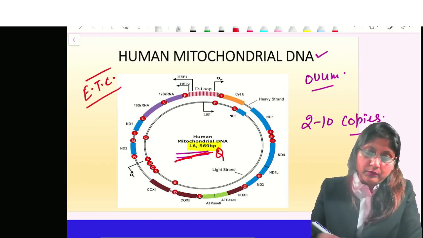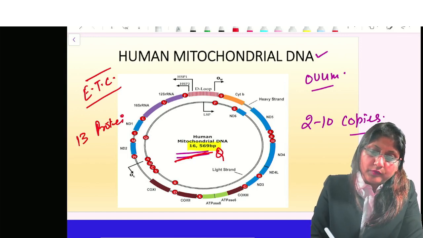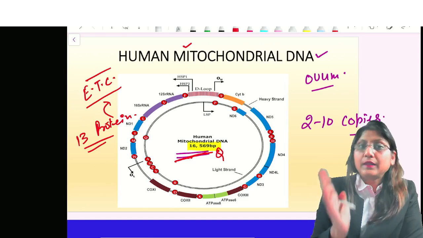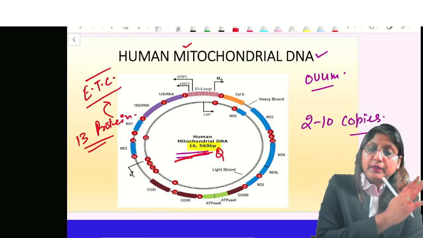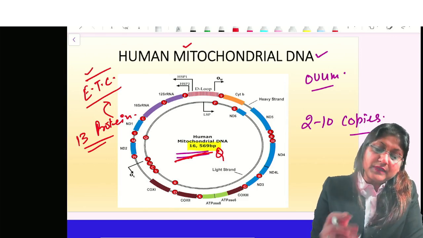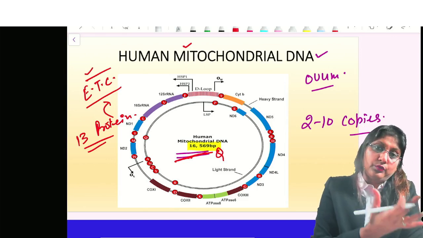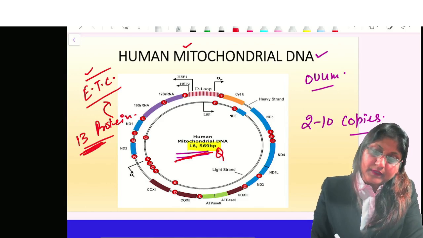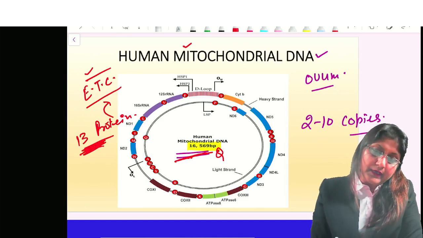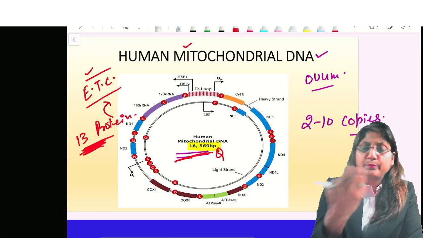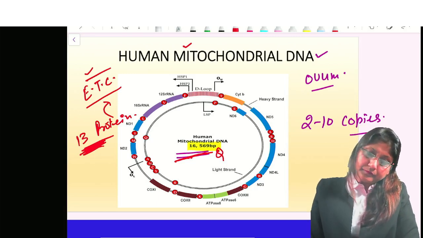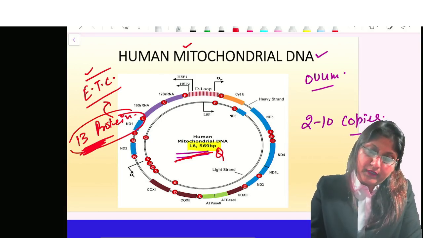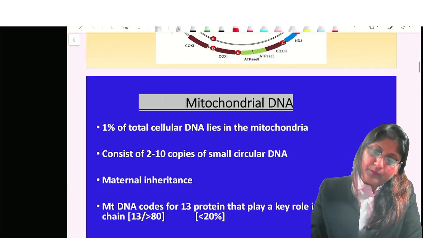According to a calculation, 13 proteins of the electron transport chain are actually synthesized in the mitochondria by mitochondrial DNA, and then they are imported to the electron transport chain. The rest of the electron transport chain proteins are synthesized de novo from the nucleus, and imported from nuclear DNA. The good number of proteins generated by mitochondrial DNA in the electron transport chain is something you must know.